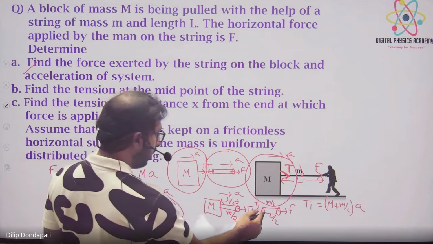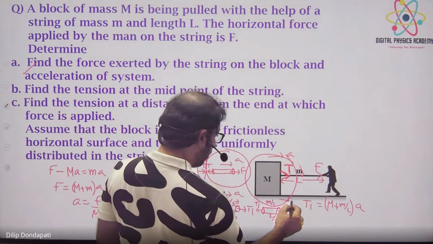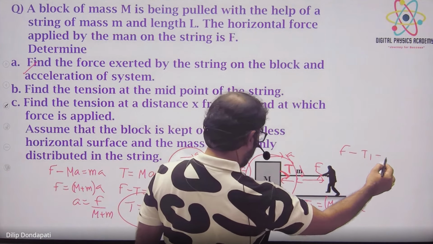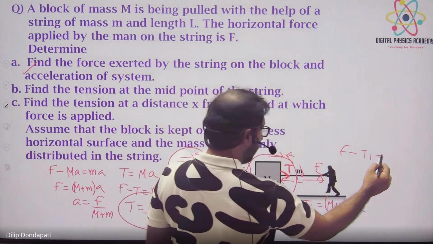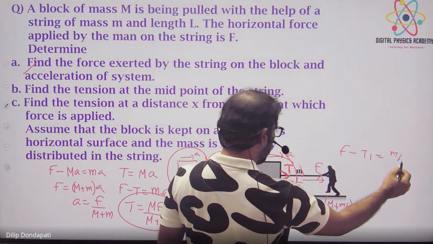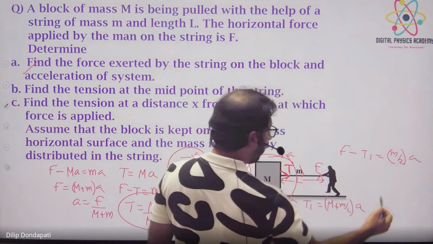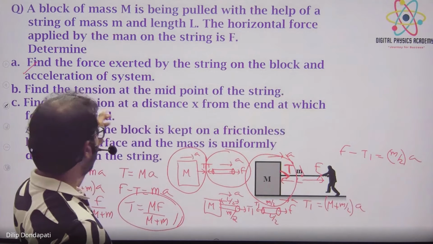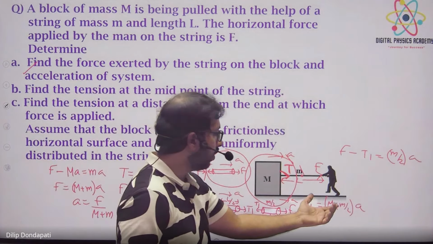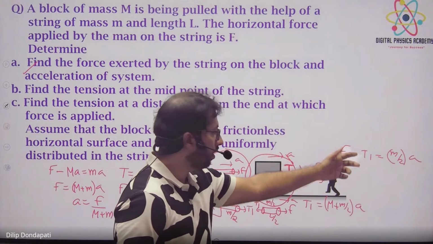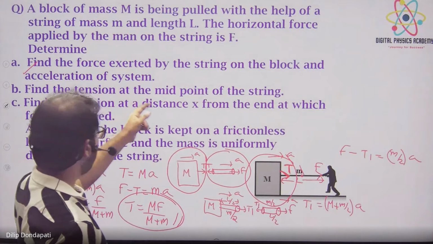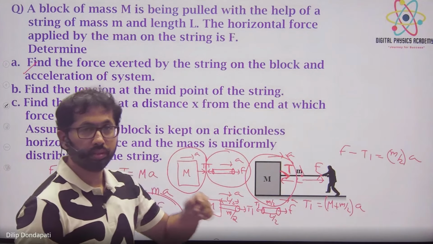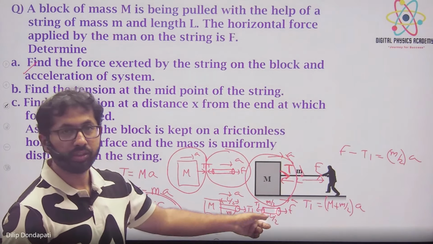Write the equation for this one. Its equation will be net force equal to ma, right? So F minus T1 is equal to m by 2 times a. Now it is telling us to find the tension, right? So we need T1. Solve these two equations and you'll get the value. Did you understand both equations?